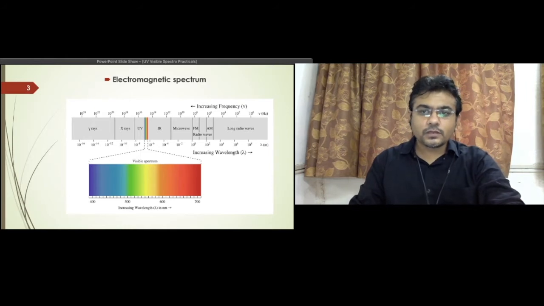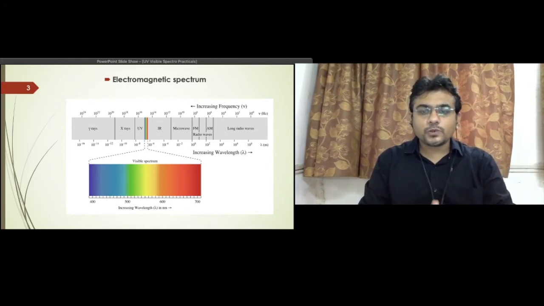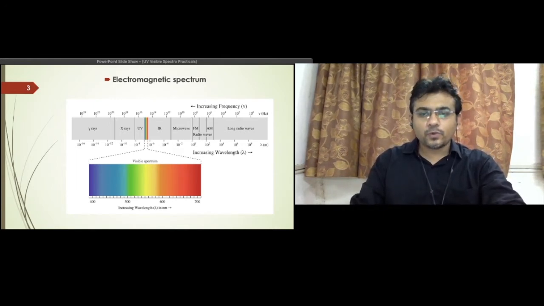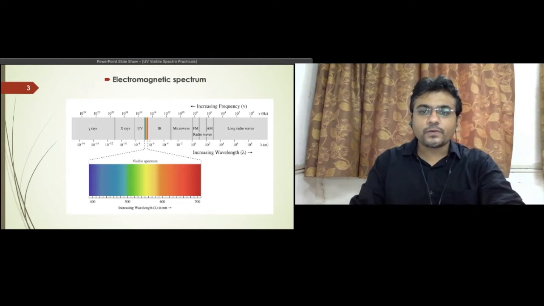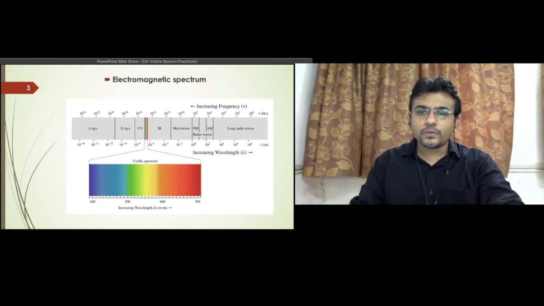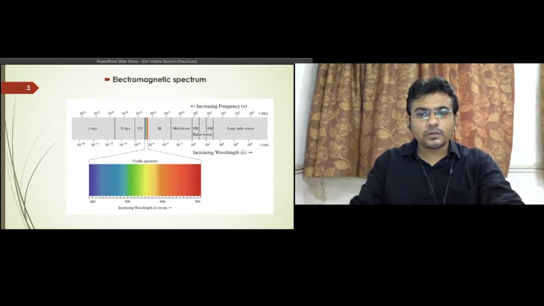We have gone through the electromagnetic spectrum during our theory classes, where we covered different kinds of radiations. So here we will go with a brief insight into UV visible radiation. UV visible radiation is a part of the electromagnetic spectrum. UV radiation ranges from 200 nanometer to 400 nanometer wavelength, and visible radiation ranges from 400 nanometer to 800 nanometer wavelength. If you compare the energy, UV radiation possesses higher energy, and visible radiation possesses lower energy.